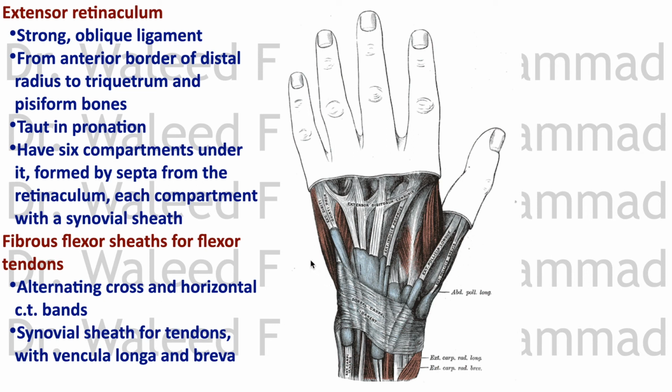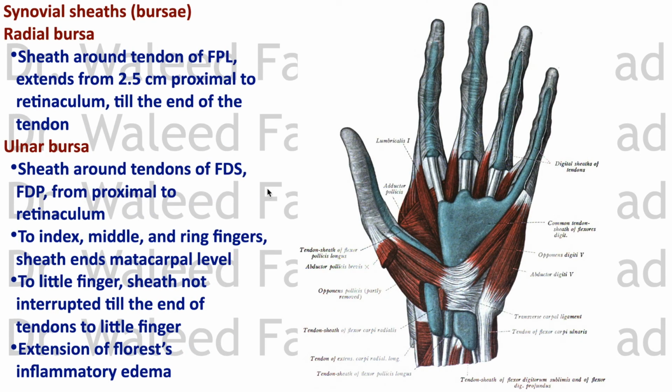The fibrous flexor sheaths for flexor tendons are, as we discussed earlier, alternating cross and horizontal connective tissue bands, and there are synovial sheaths for tendons with vincula. Remember the vincula longa and brevia, the synovial extensions that carry minute blood vessels to the tendons.